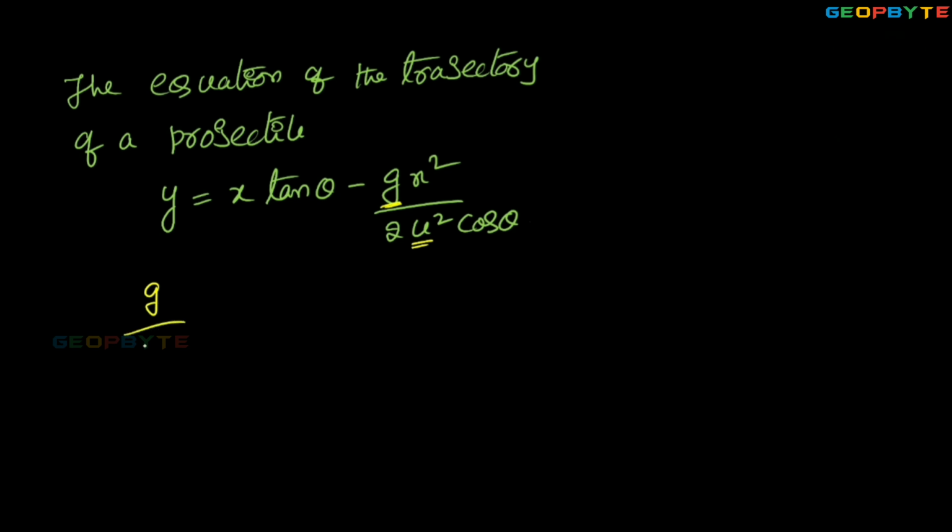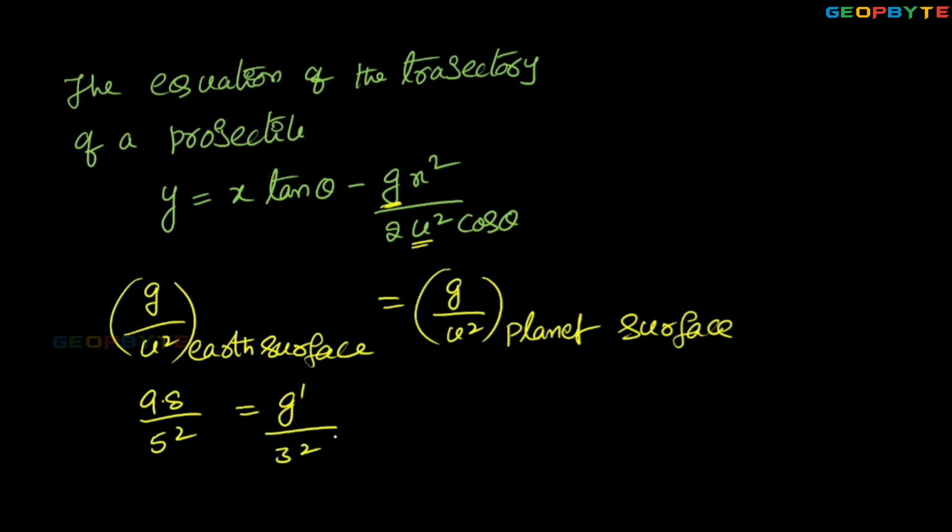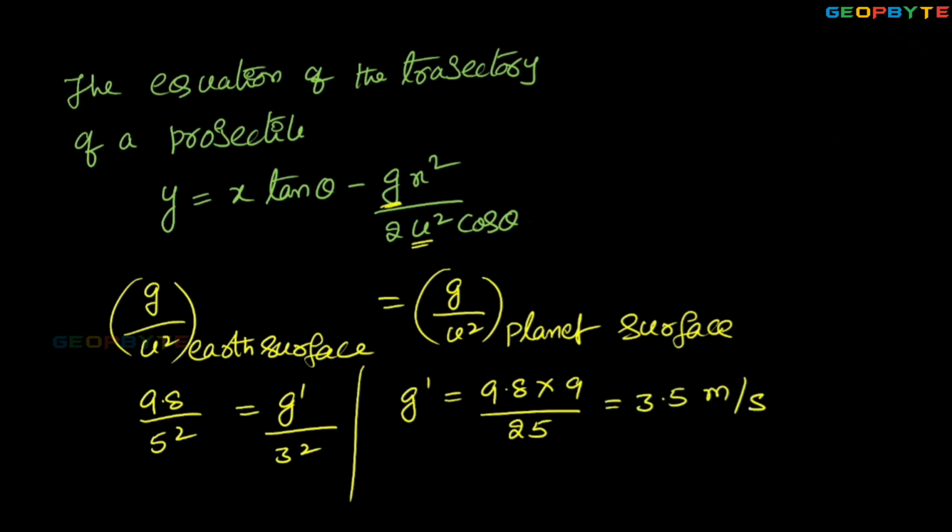That means g by u square for the earth surface must be equal to g by u square for the planet surface. Here g at the earth surface is 9.8, u given 5 square, equal to, at the planet surface we are assuming, g dash by 3 square. Now you simplify it. g dash equal to 9.8 into 3 square, 9, divided by 25. Simplifying this gives around 3.5 meter per second square. That is the acceleration due to gravity on the planet surface.